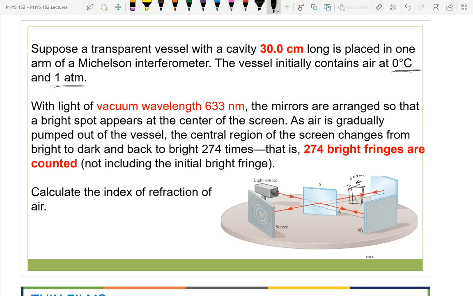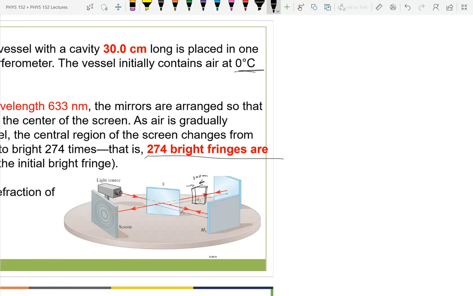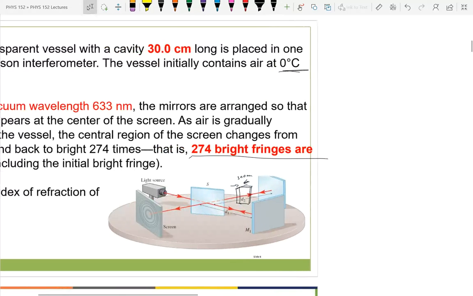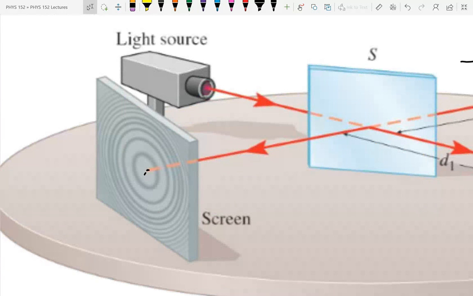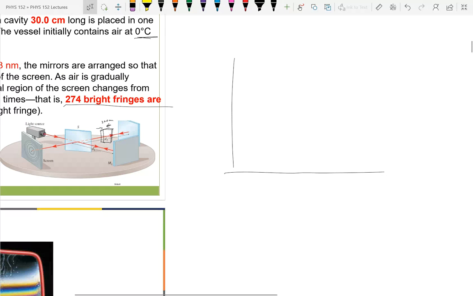Well, it tells me here that it went through 274 bright fringes. That is, let's say I'm looking at the intensity at the center of this plate. And I started with the intensity as bright. And then as I sucked out the air, so I have the intensity here, and I'll have time here. And so before I started sucking out the air, it was just constant. And then when I start sucking out the air, it goes.